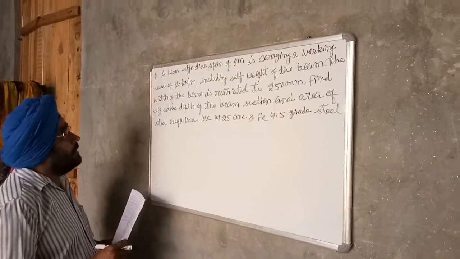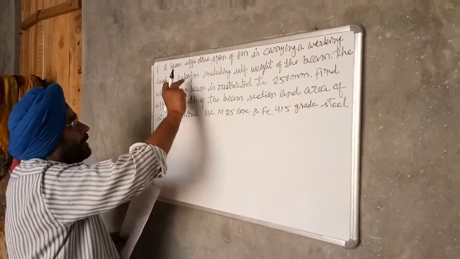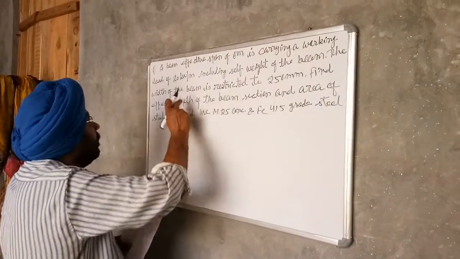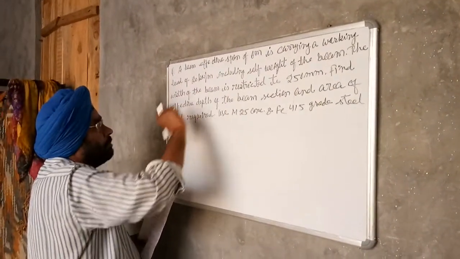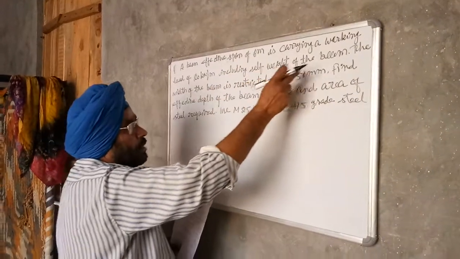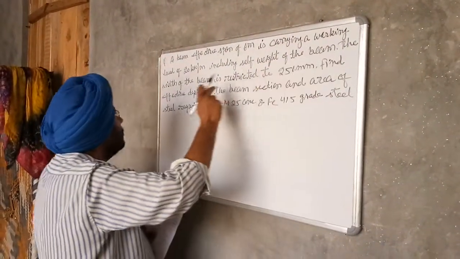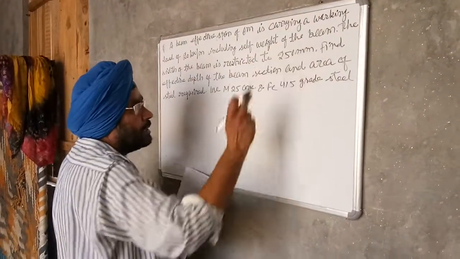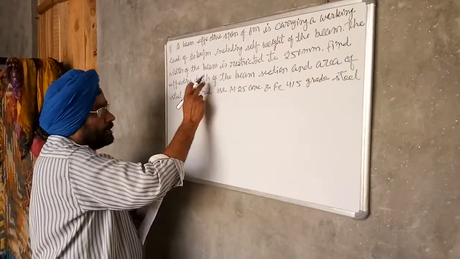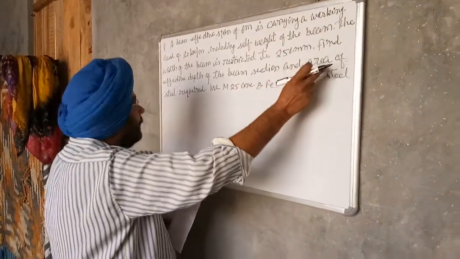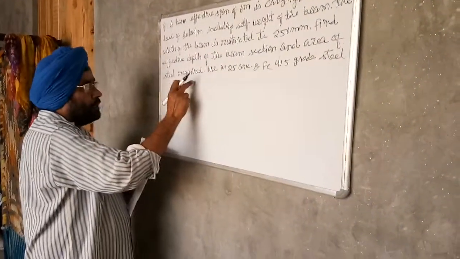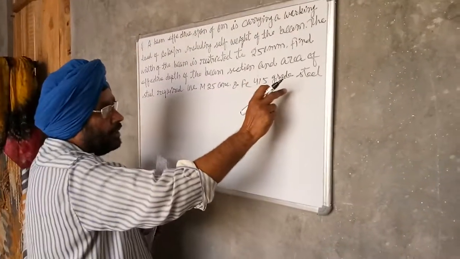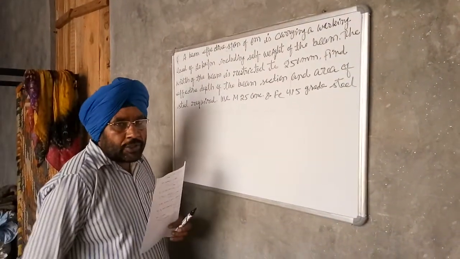So the next question is, a beam having effective span of 6 meter is carrying a working load of 20 kilonewton per meter, including self weight of the beam section. The width of the beam is restricted to 250 millimeter. Find effective depth of the beam section and area of steel reinforcement required. Use M25 grade concrete and Fe 415 grade steel.